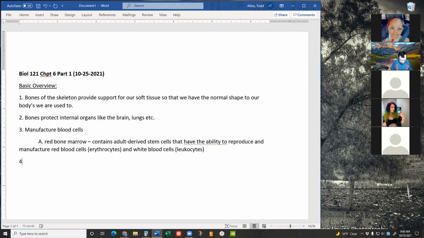Well, let's see what else our bones do for us. Our bones also have the ability to store materials. There are two primary materials I want to draw your attention to. Bones are used to store minerals, particularly calcium and phosphorus minerals.